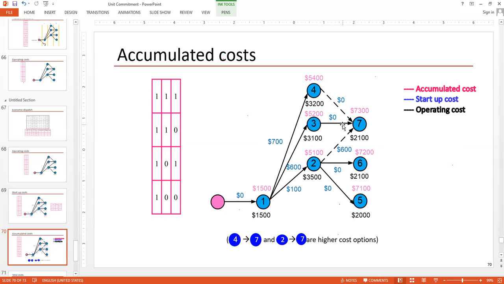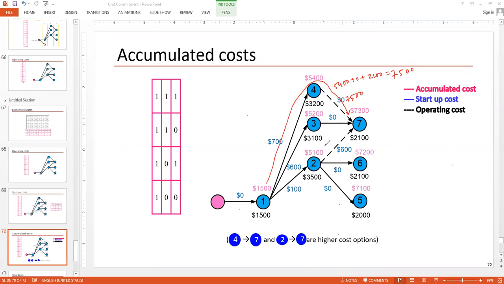Let's calculate it. So 5400 plus 0 plus 2100. Remember, 2100 is the nodal cost here. So if I follow this path, how much is it? 5400 plus this is 0 plus 2100. So this is 7500. So here I have 7500 for this dotted line.